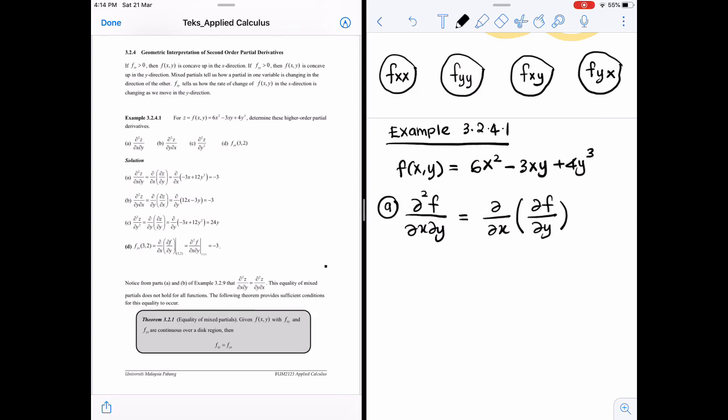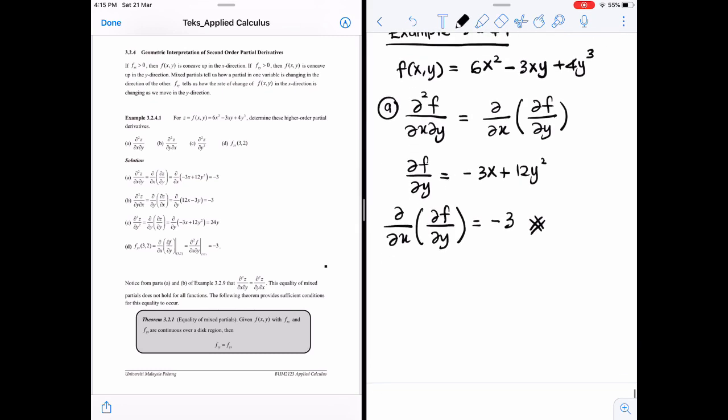So the first thing we need to find is the differentiation of f with respect to y. We have del f del y equal to negative 3x plus 12y squared. Every time we differentiate f with respect to y, we will consider x as a constant. Next, we differentiate this function with respect to x. Differentiating the partial derivative of f with respect to y with respect to x, we will have negative 3.